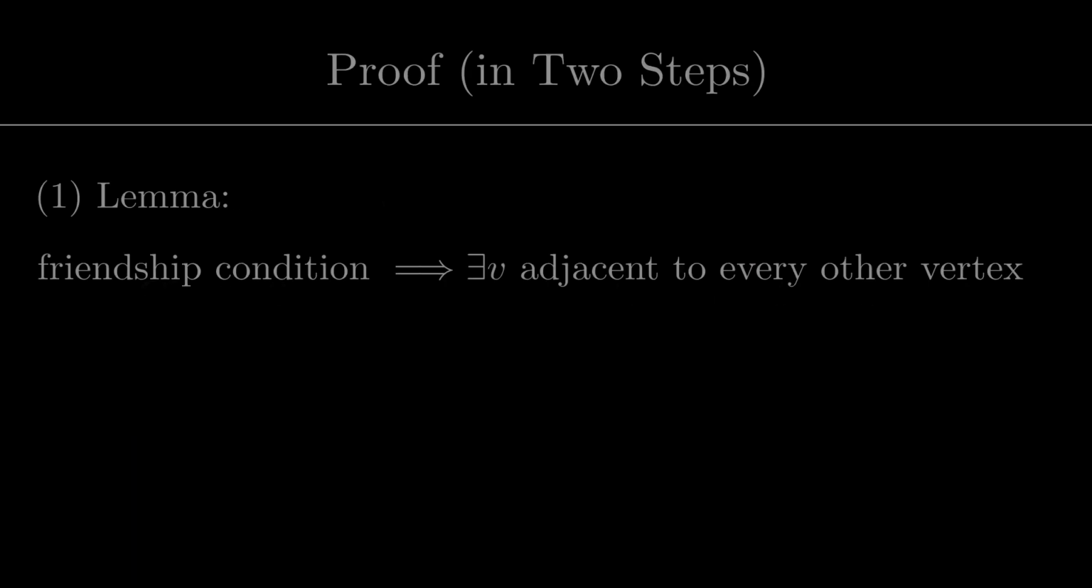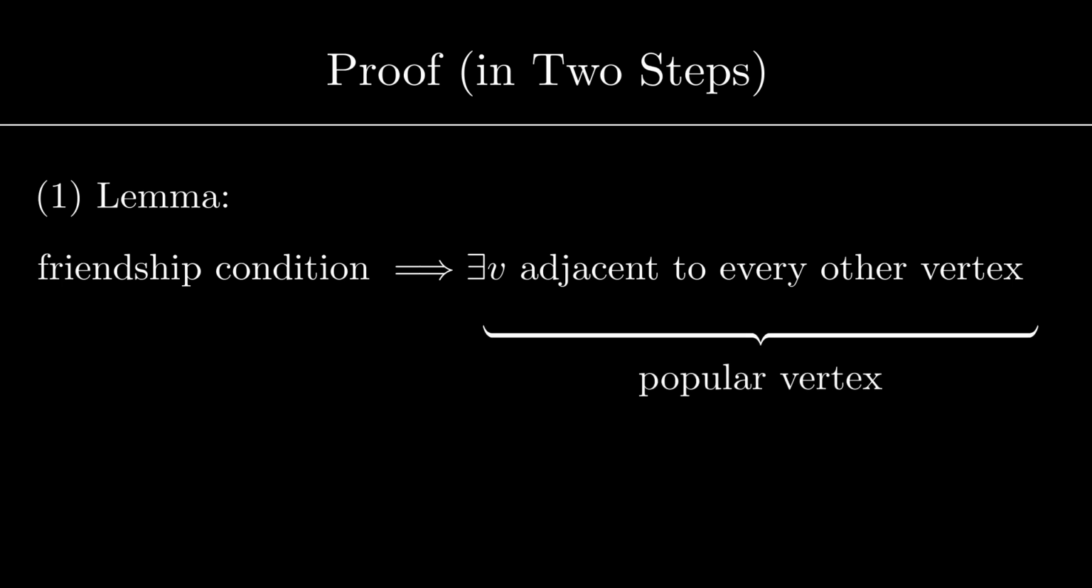As a side note, while every friendship graph has a popular vertex, not every popular vertex is in a friendship graph. For example, a popular vertex exists in the star graph, which is not a friendship graph since there are no two vertices that share a common neighbor.